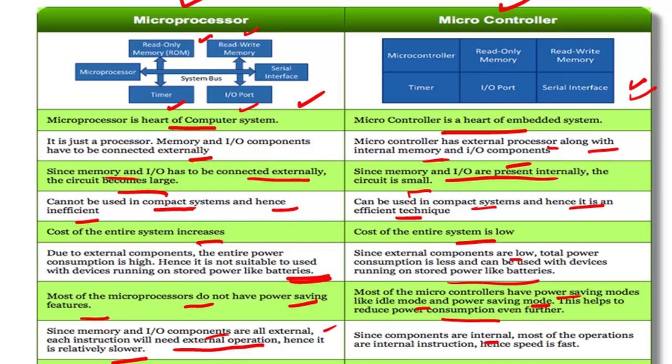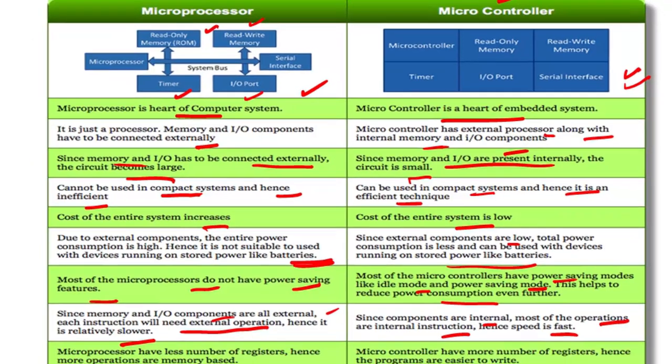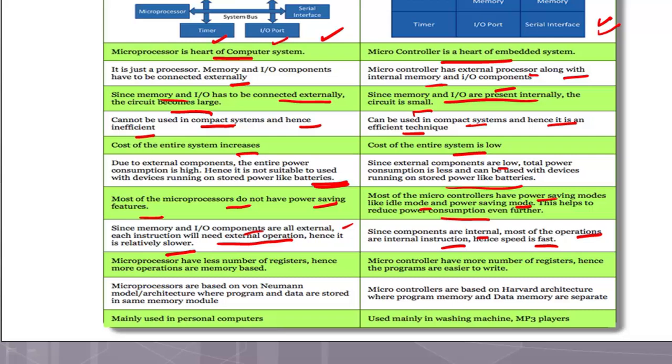In a microcontroller, since components are internal, most operations are internal instructions, hence speed is fast. Microprocessors have fewer registers, hence more operations are memory based. A microcontroller has more registers, hence programs are easier to write. A microprocessor is based on the von Neumann architecture, where program and data are stored in the same memory module. But a microcontroller is based on the Harvard architecture, where program memory and data memory are separate.